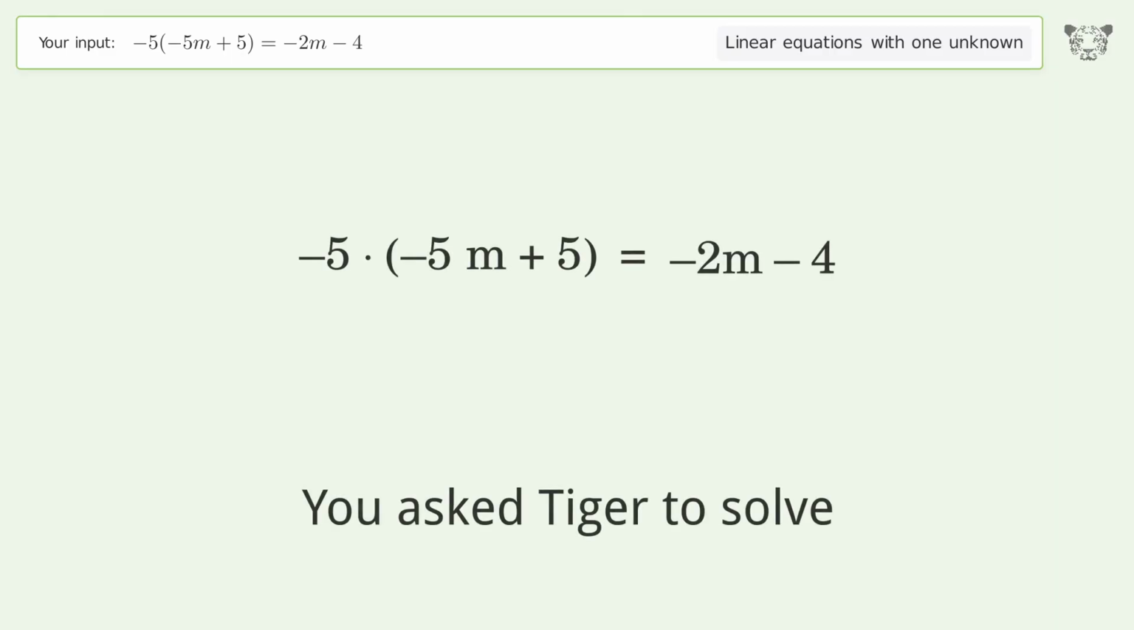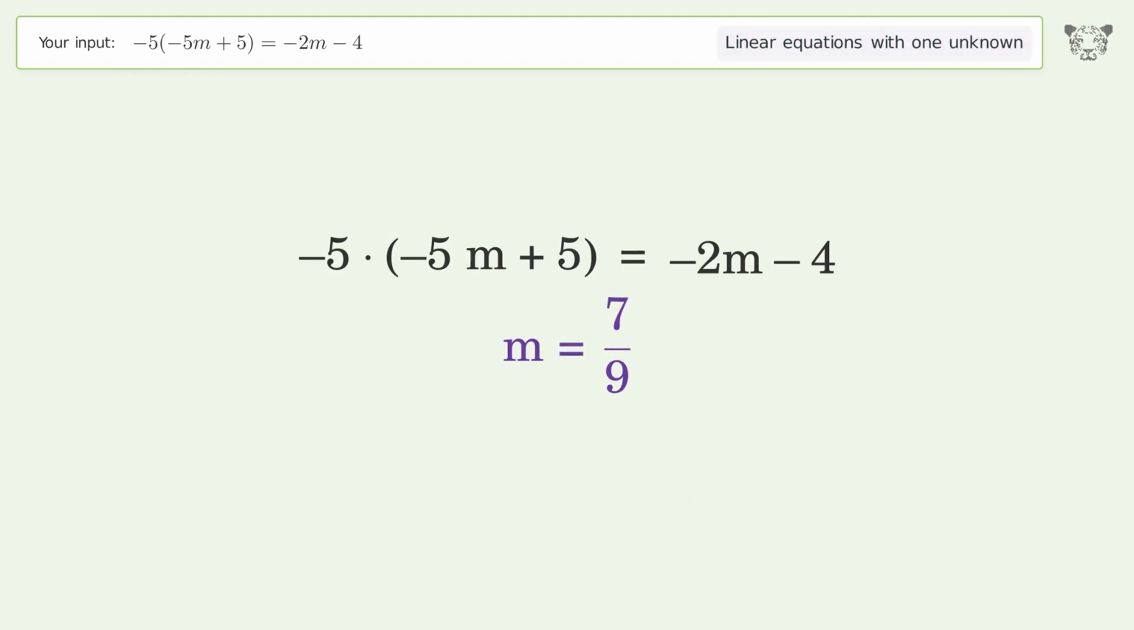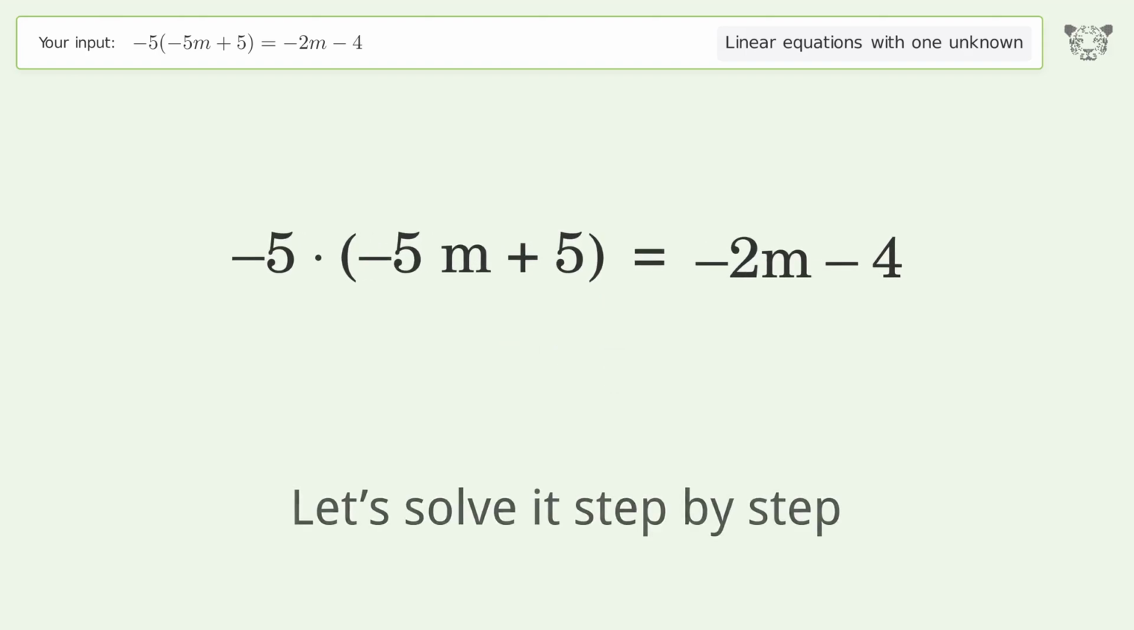You ask Tiger to solve this. This deals with linear equations with one unknown. The final result is m equals 7/9. Let's solve it step by step.